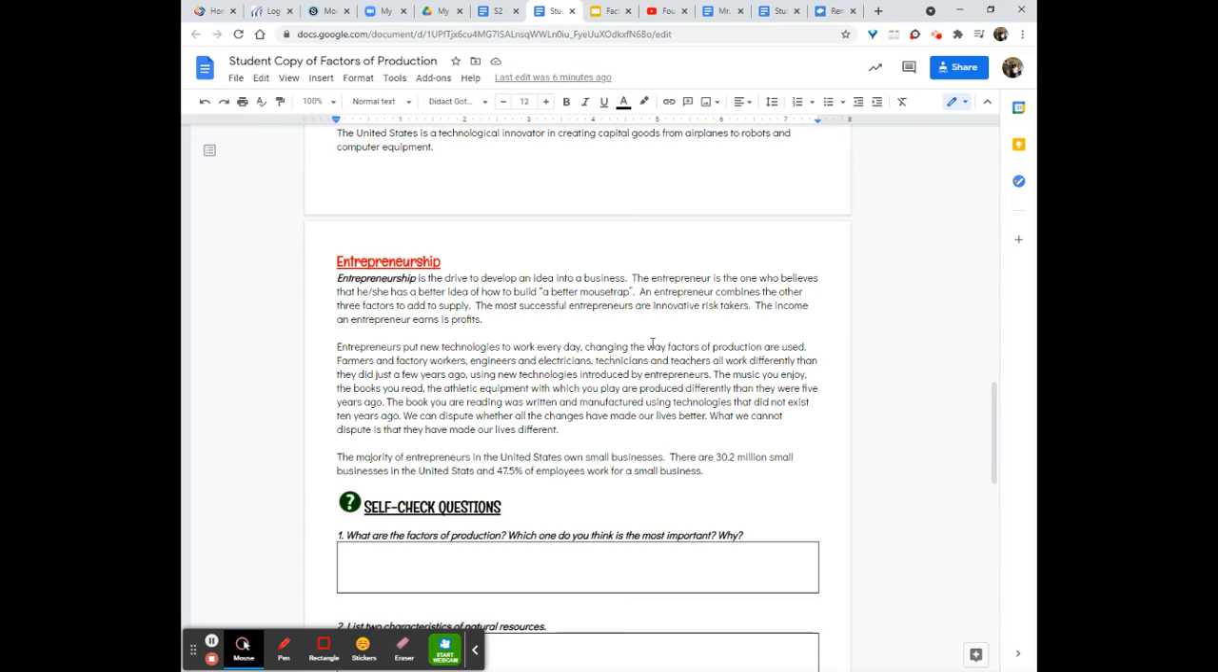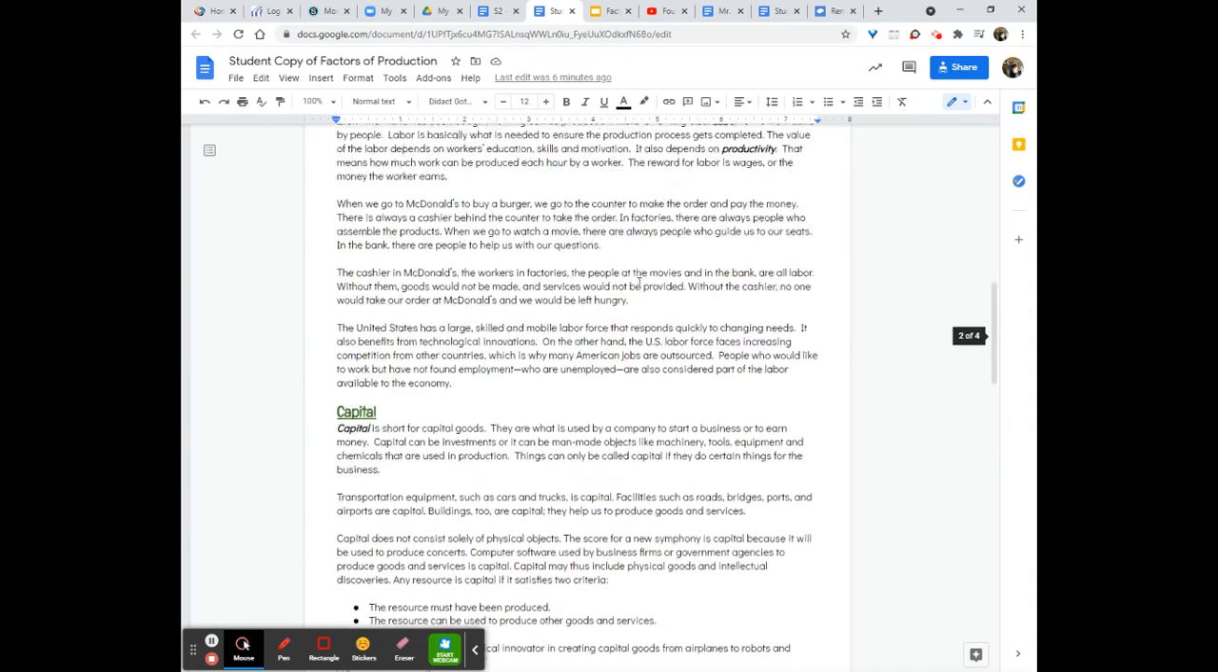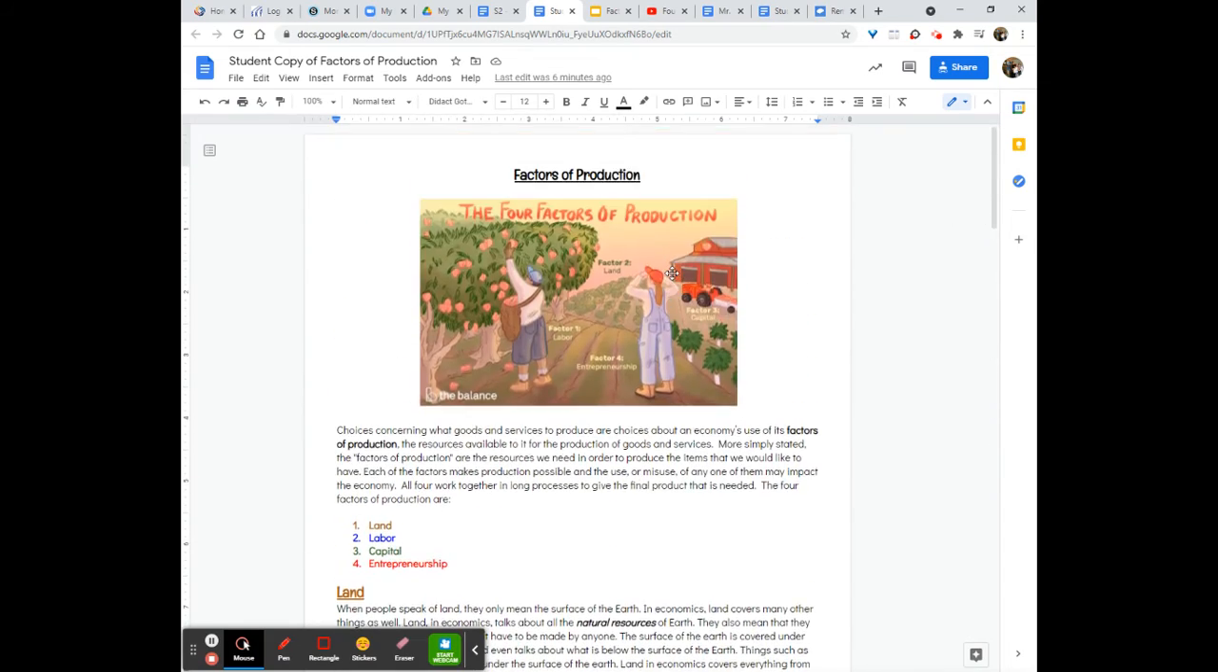And so you are using your entrepreneurship skills when you start your business, when you come up with your plan, when you hire people, when you are buying the equipment, your capital goods that you're going to need, when you're managing the productivity of your labor, when you're defining what kind of natural resources you're going to use. Those are all aspects of entrepreneurship. So that's what we have here. That's what this whole reading is going to cover for you.